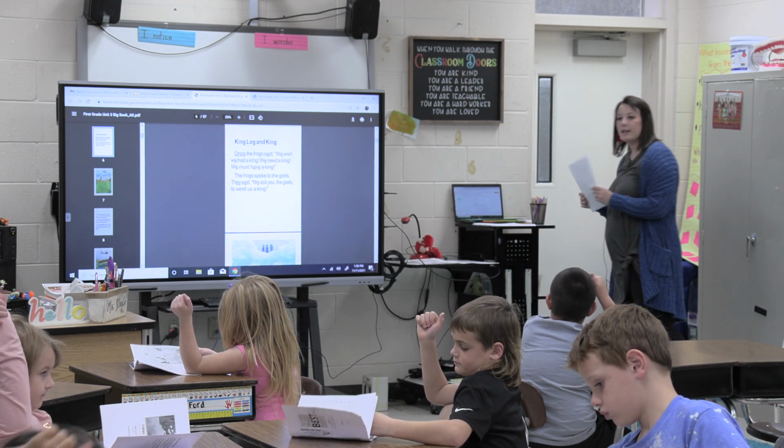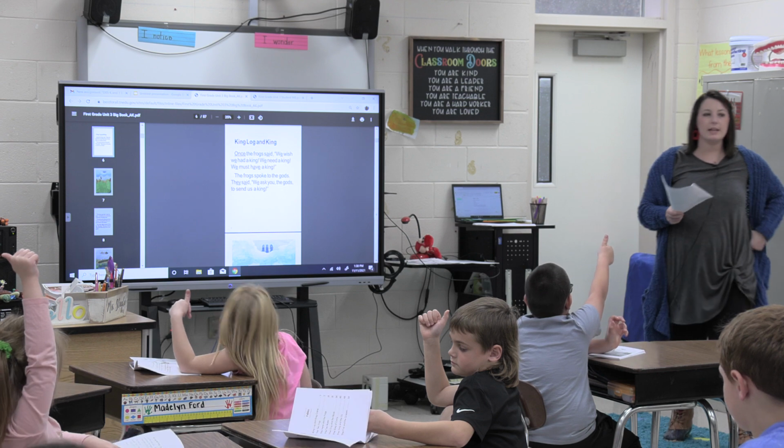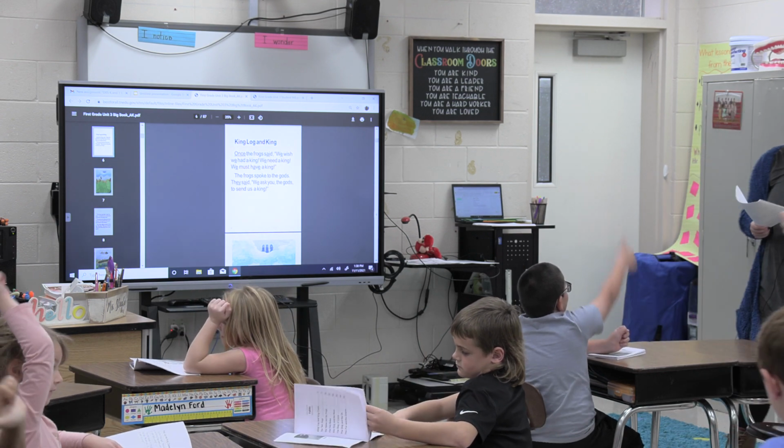I love how Jesse has it on page 2 and he's showing me he's ready. I love how Haven has it on page 2 and showing me she's ready.